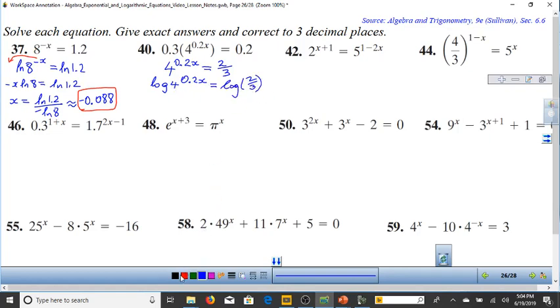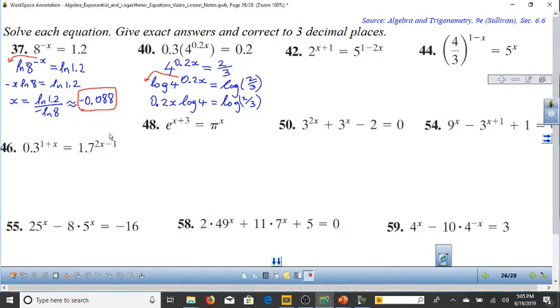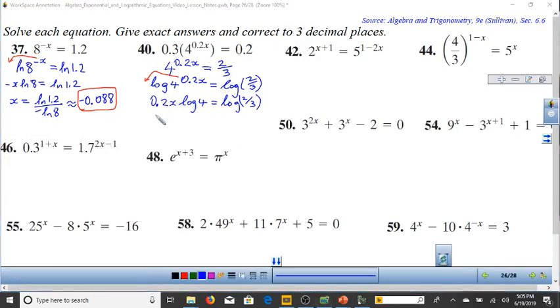And then, of course, the exponent becomes the coefficient. So we have 0.2x log 4 is equal to log of 2/3. All right, I'm going to need some space here, so I'll create a little extra space for myself. Then I divide both sides by 0.2 log 4, so x is equal to log of 2/3 over 0.2 log 4. Let's see how we do that on the calculator here.